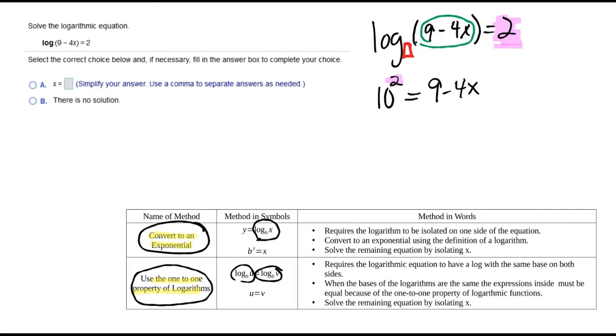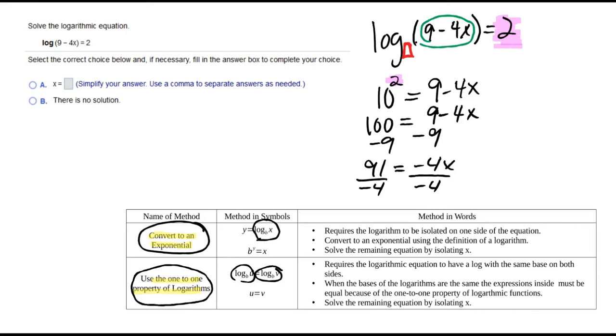Let's simplify: 10 squared is 100. And then I want to get the x by itself. I'll subtract 9 on both sides. That gives me 91 equals negative 4x. Divide both sides by negative 4, and I have x equals negative 91 over 4.